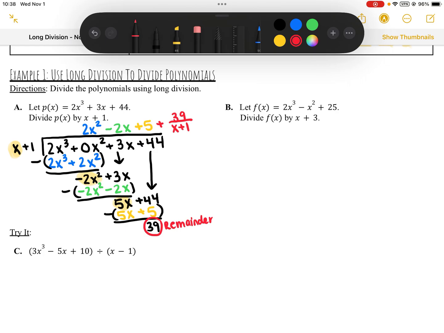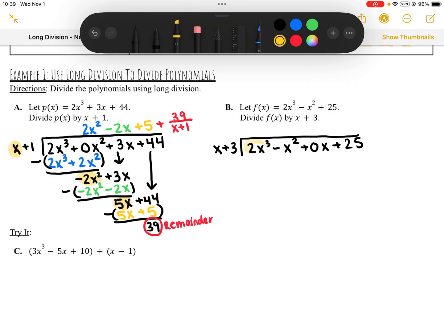I have, let f of x equal 2x cubed minus x squared plus 25, and we're going to divide f of x by x plus 3. So let's go ahead and write what I'm dividing. So we have 2x cubed, and then I go to x squared, so minus x squared. I'm missing my x term, so I'm going to write plus 0x, and then I have plus 25. And then on the outside, I'm dividing by x plus 3.